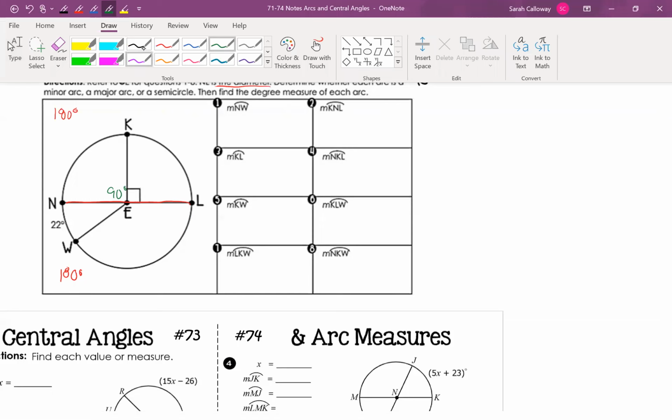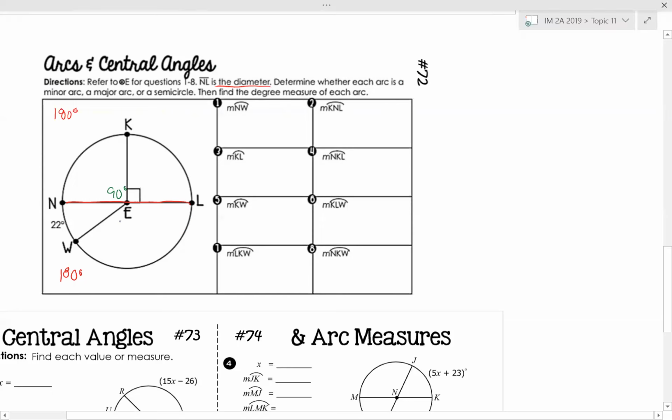For the last wedge, if we do 180 minus that 22, that means that this one is 158 degrees. So 90 plus 90 plus 22 plus 158, that gives us all the pieces. So that's a good place to start when you have something small and there's only 4 pieces. It's easy to find those measures. And then we can just add things together to find the answers.